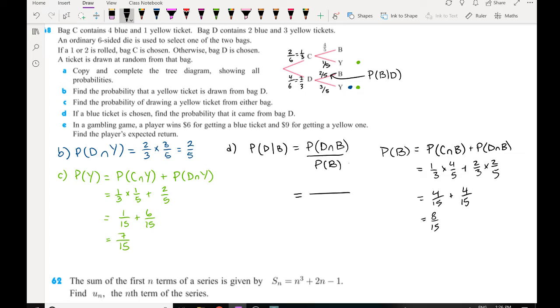That will be my denominator here. And the probability that goes in the numerator is actually just this one, because that's the probability of getting a blue from bag D. So I'll just pop 4 out of 15 there on the top. The over 15s I can just reduce out really quickly. Multiply on top and bottom by 15, and I get 4 over 8, which is just a half. So there you go. If a blue ticket is chosen, there's a 50-50 chance it came from one bag or the other.